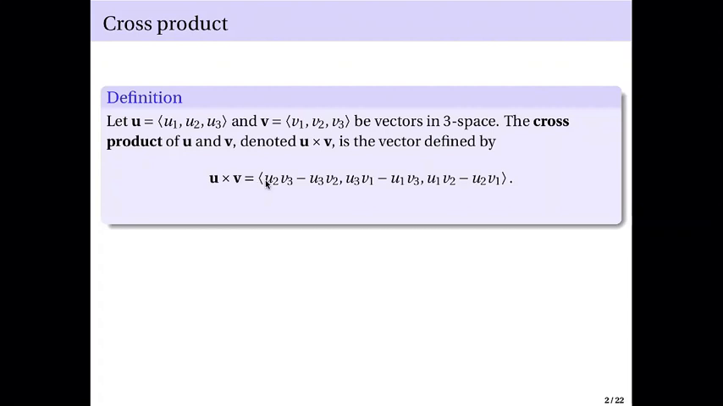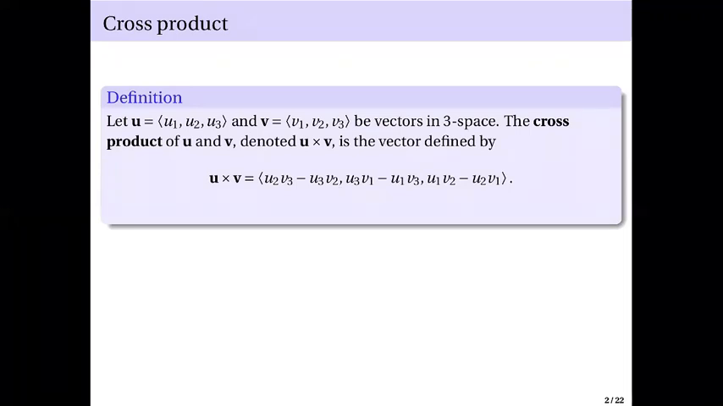So u cross v is the vector whose first component is equal to u2 times v3 minus u3 times v2. The second component is u3 times v1 minus u1 times v3. And the third component is u1 times v2 minus u2 times v1. So I know this definition here may be difficult to memorize.